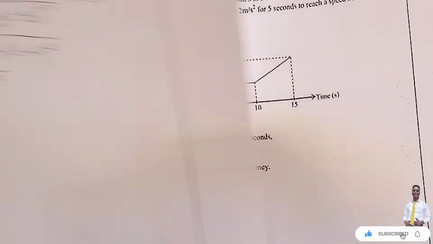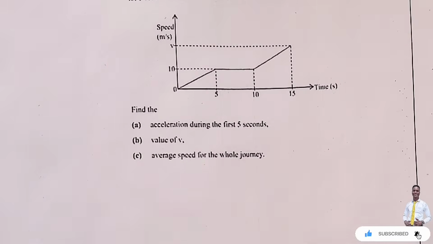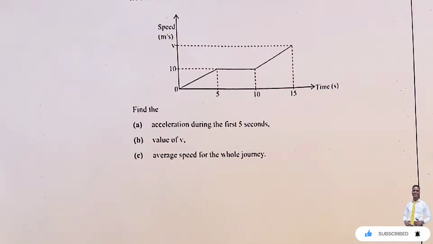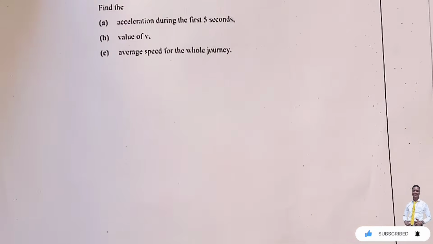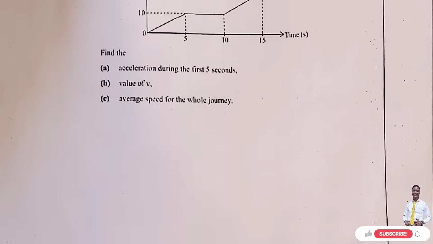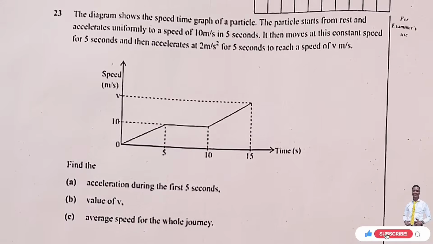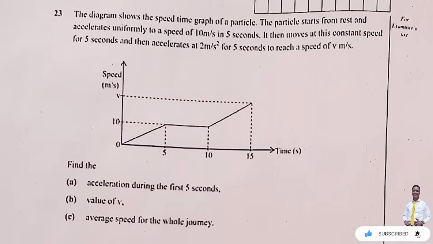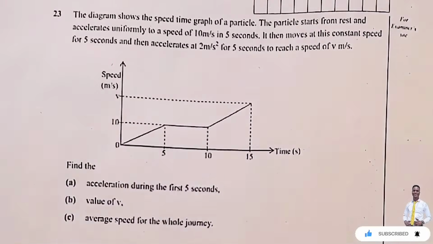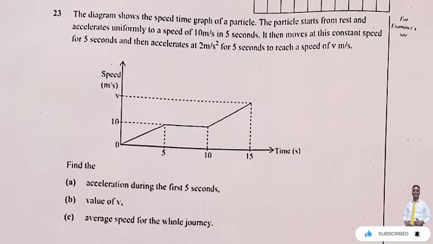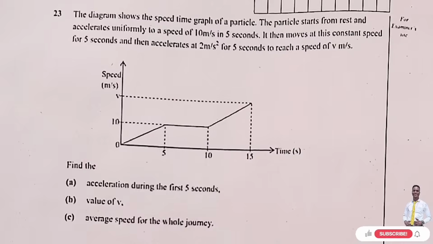I'm almost done here. What's the last question? This is the last question, which is question 23, and this is 6 marks. Now when you come here, you look at your question. This is the speed time graph, right? So the question is saying, the diagram shows the speed time graph of a particle.